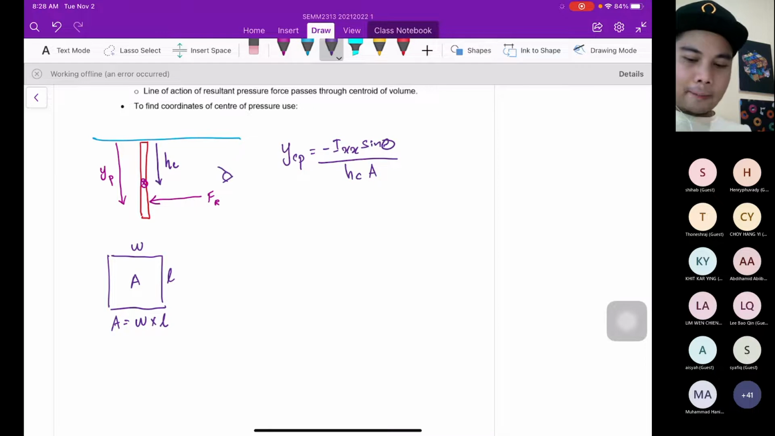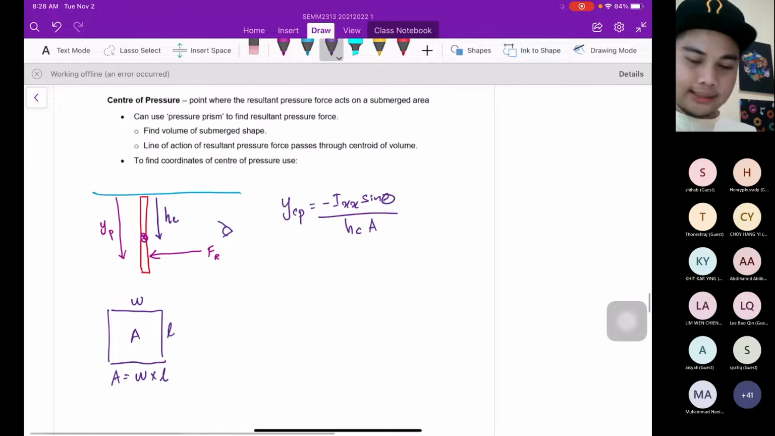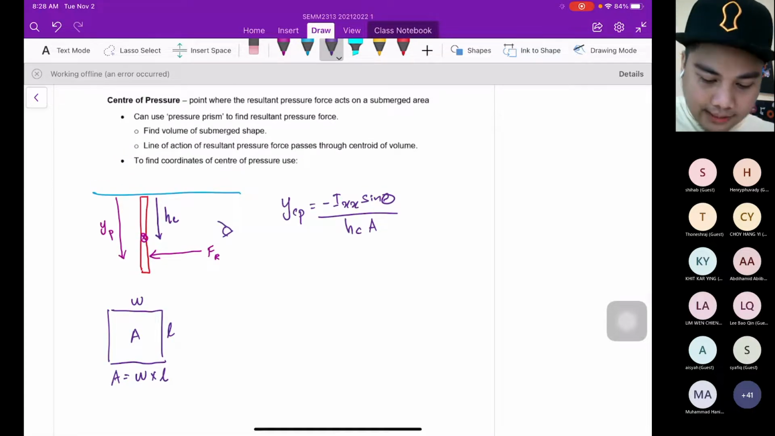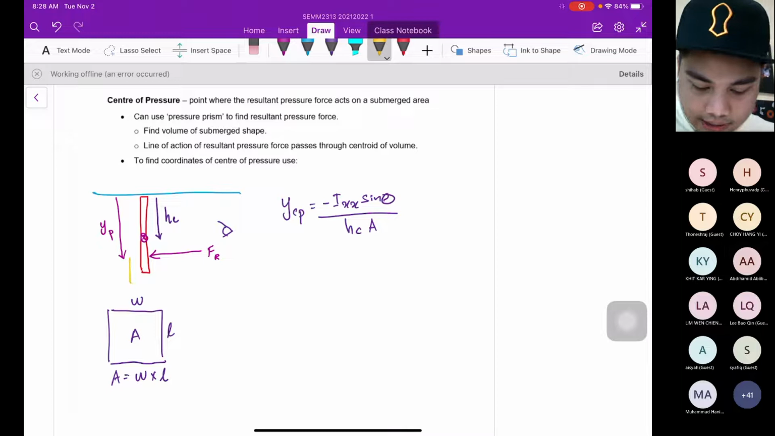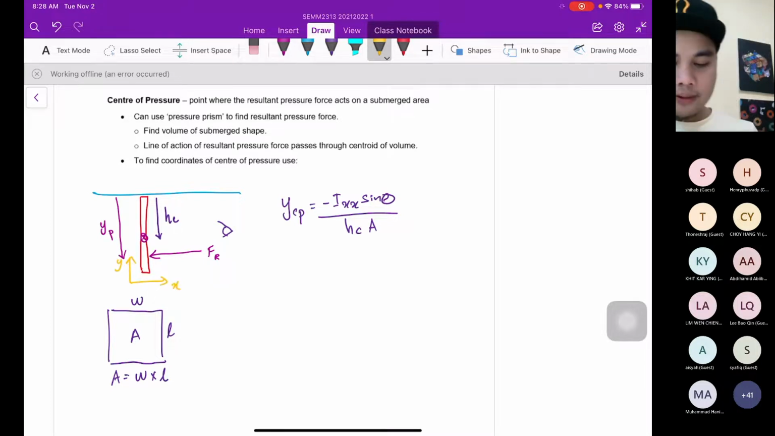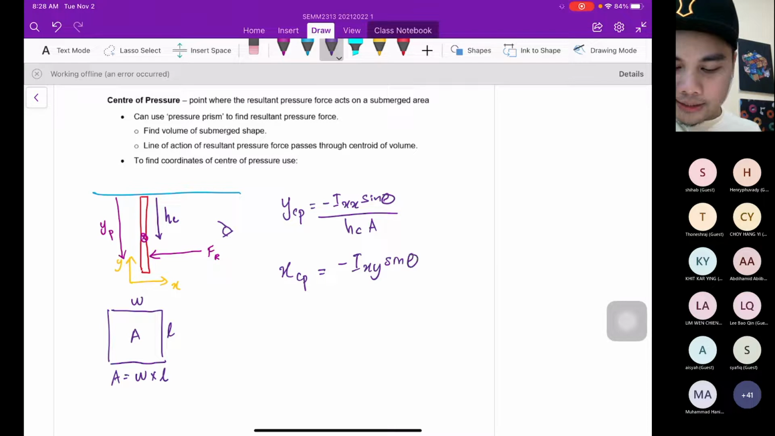So this is in terms of YCP. For example, the direction is like this: this is Y and this is X. We have another one, XCP, equal to negative IXY sine theta over HCA.